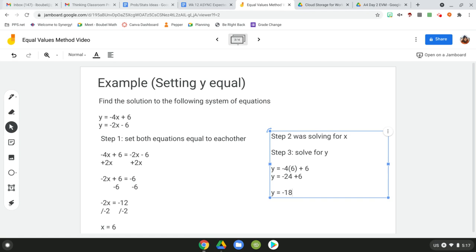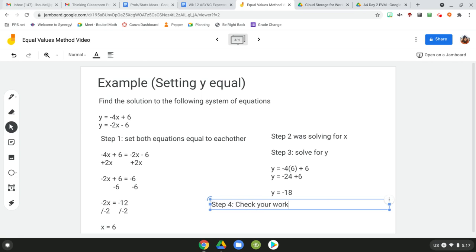Now, last thing I'm going to do here, step 4, is I'm going to check that this worked. So step 4, check your work. So y should be negative 18 and x should be 6. First of all, negative 18 equals, I'm going to check that first equation, negative 4 times 6 plus 6. That's negative 24 plus 6. That's negative 18.